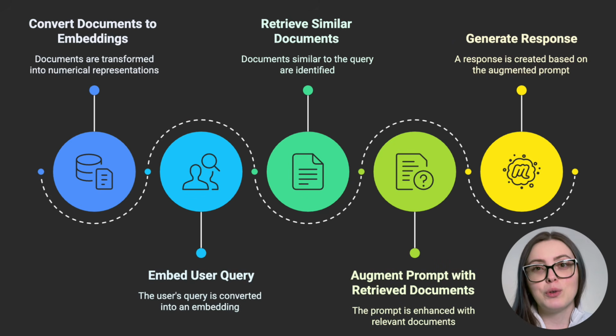Before diving into specific architectures, it's important to understand the difference between basic and advanced RAG implementations. Basic RAG follows a straightforward process: convert documents to embeddings and store them, embed the user query, retrieve similar documents, augment the prompt with retrieved documents, and generate a response. This approach works well for many applications, but it has limitations.